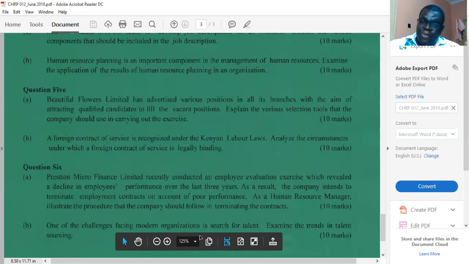You want to terminate the employment contract. So what do you do when you want to terminate on grounds of poor performance? Yes, somebody? You want to terminate the contract. What do you do? These things you did in employment law. Procedure for terminating contract of employment. What do you do?